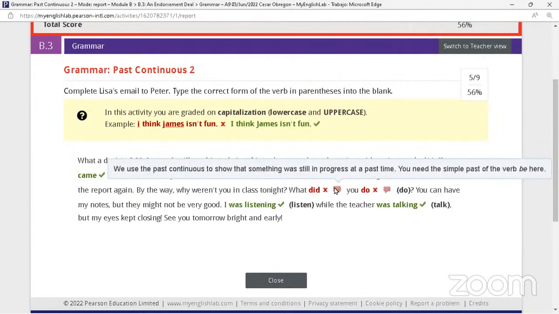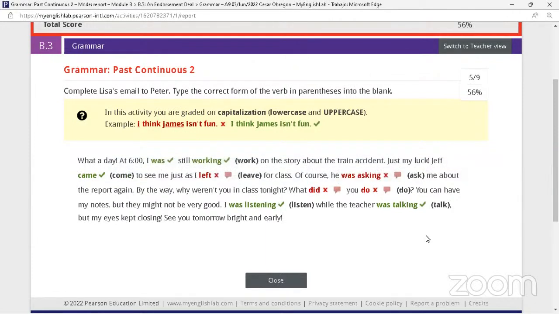And the rest is correct. It was tricky, not difficult. It was just tricky.